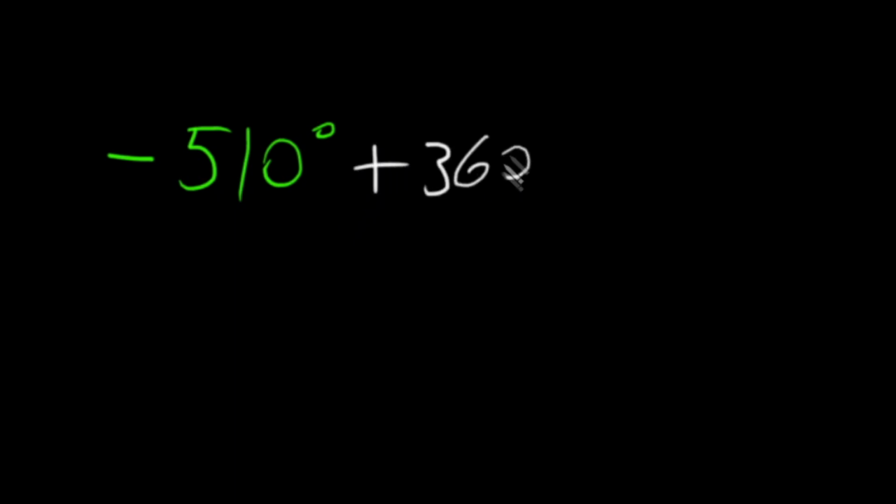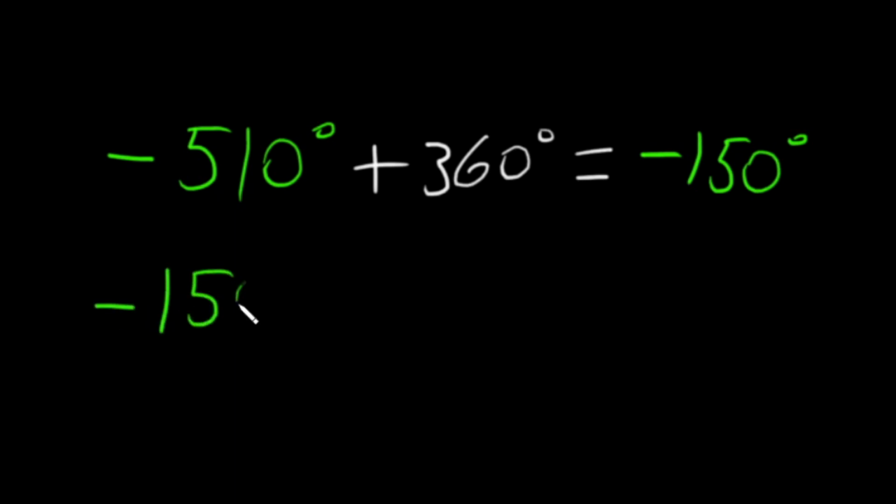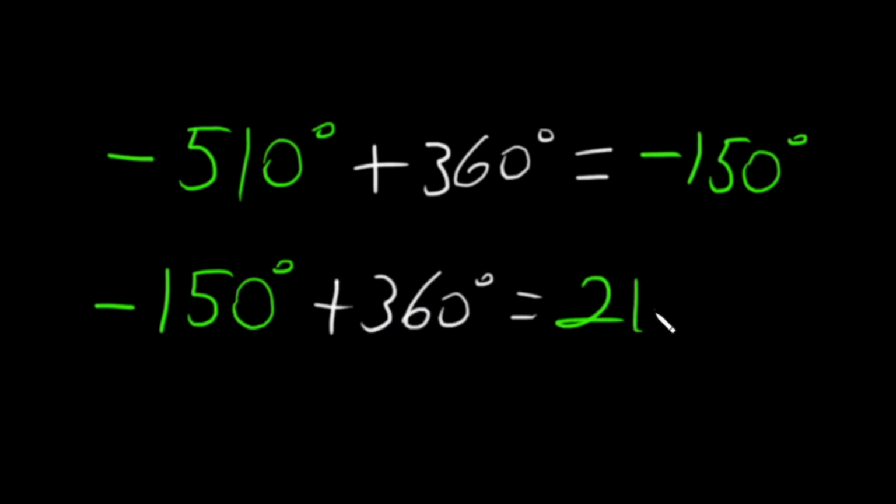The same is true of a negative angle that was more negative than negative 360. So in other words, if we started with negative 510 degrees, instead of subtracting 360 to get a negative coterminal, let's start by adding 360. And that gets us to negative 150 degrees, which is a negative coterminal angle. To get the positive coterminal angle, we need to add yet another 360. So we'll start with our negative 150, add 360, and we get 210 degrees as our positive coterminal angle.